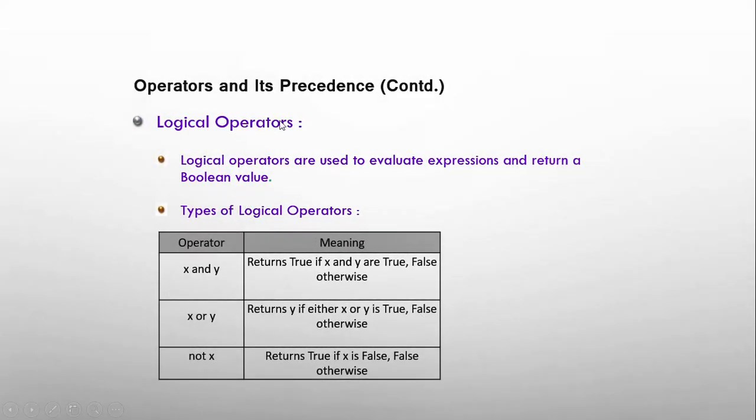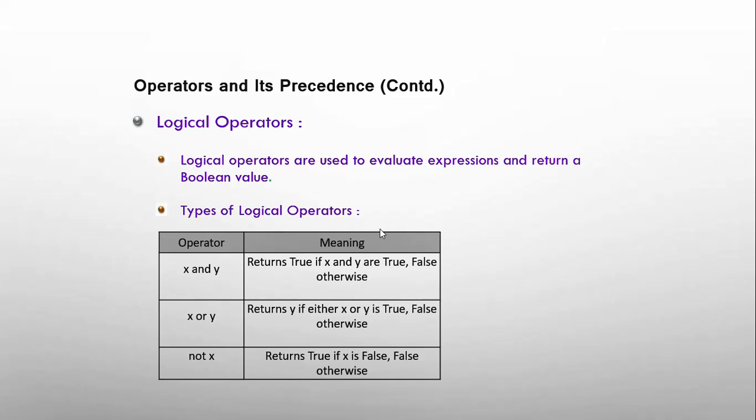Third, logical operators. Logical operators are used to evaluate expressions and return a Boolean value. Boolean means true and false. Types of logical operators: X and Y returns true if x and y are both true, false otherwise. What do you mean? A very simple example. Guys, logical operators are very important. You can use them with conditional constructs like if else, or with any specific condition. It's really very important. It reduces the source code; within one line, you can perform your condition.